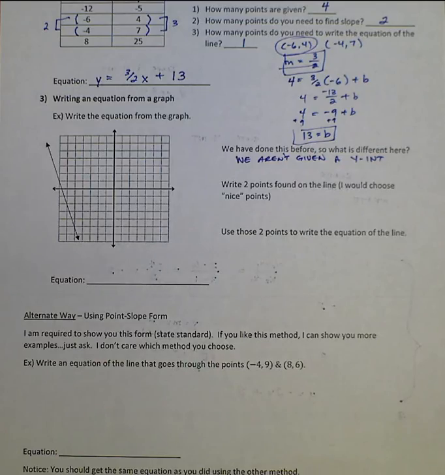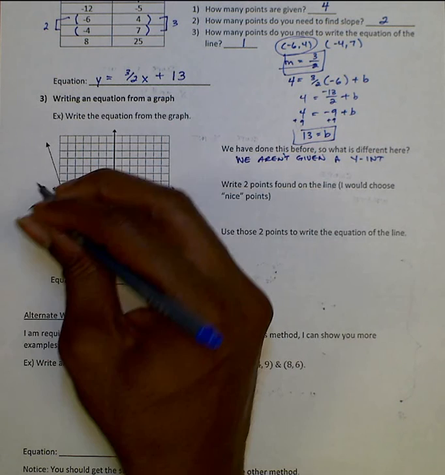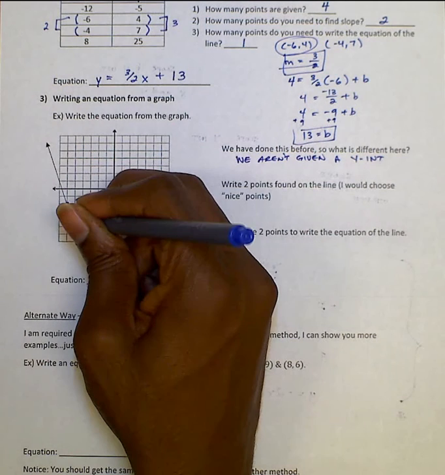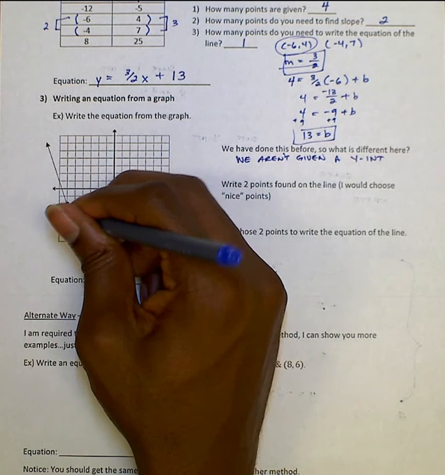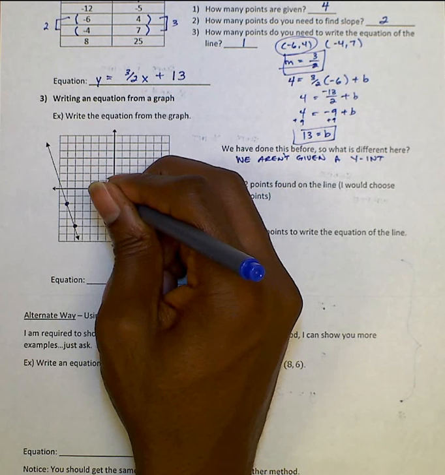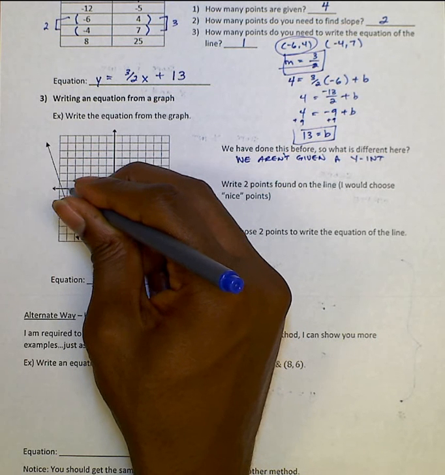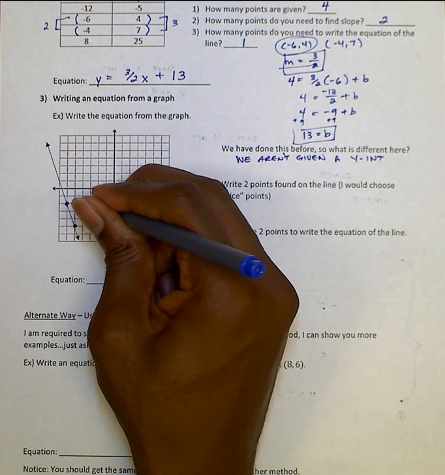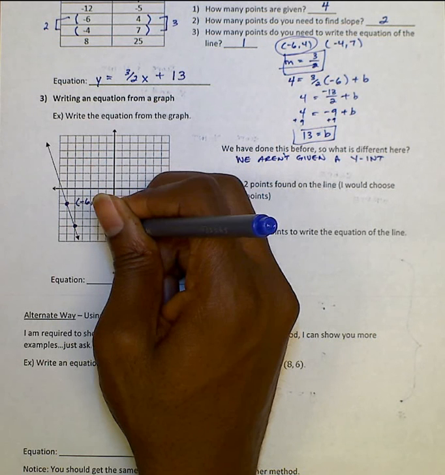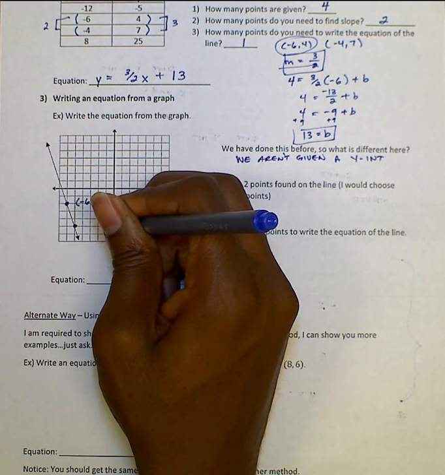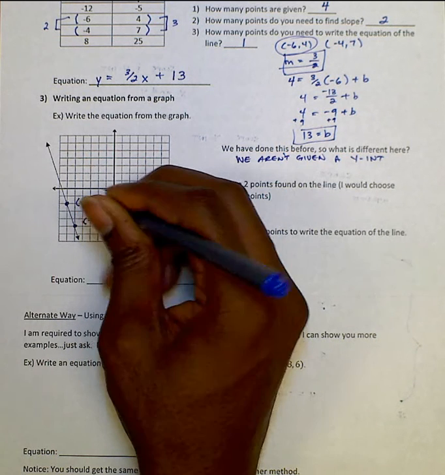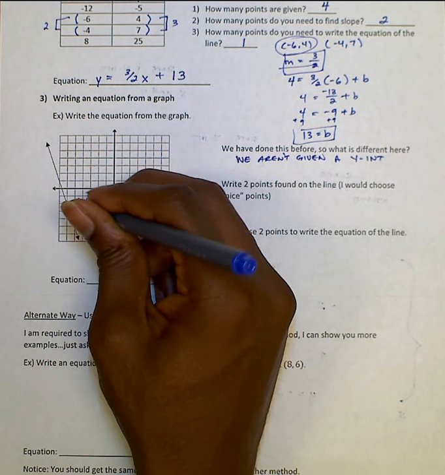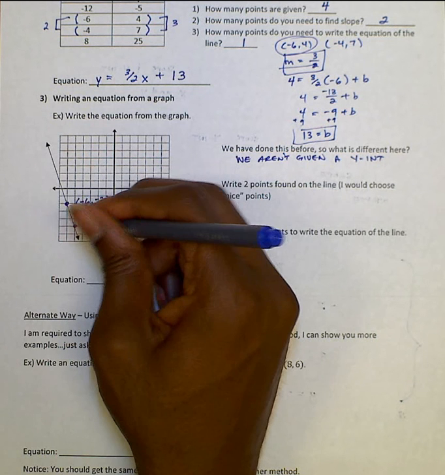So what we're going to do is choose 2 points. And it's going to be important, guys, that you choose 2 nice points. And by nice points, I just mean points that you can easily identify as whole numbers, not fractional or decimal, like places in the middle of nowhere. So this point is at -6, -2. And this second point is at -5, and -1, 2, 3, 4, 5, -5.